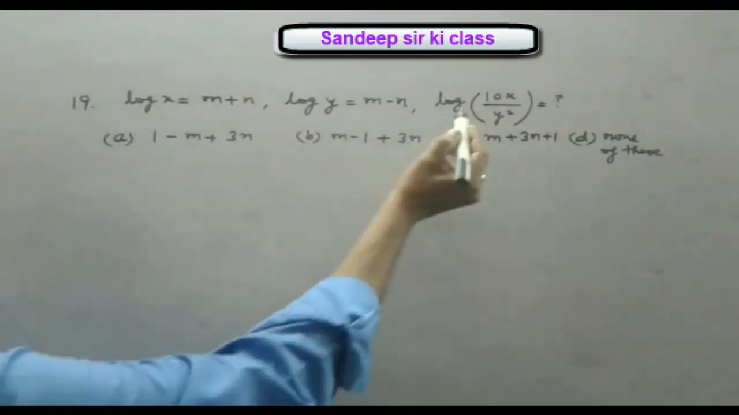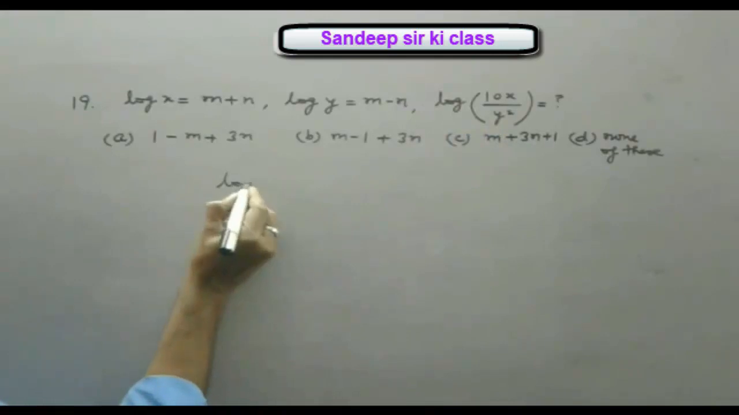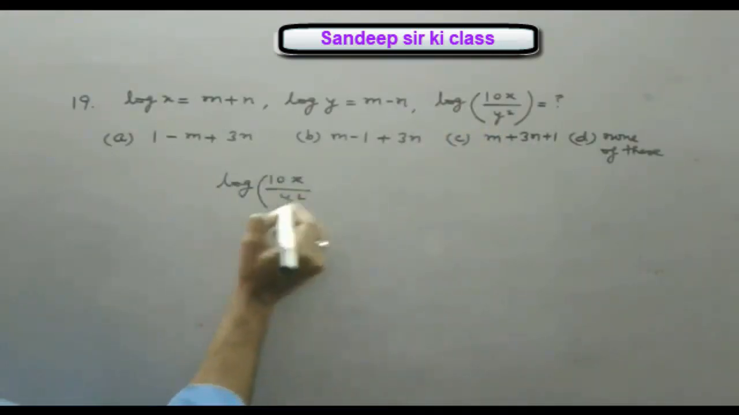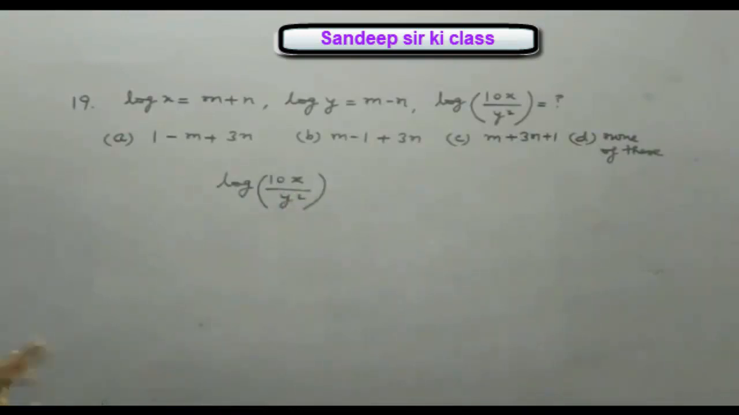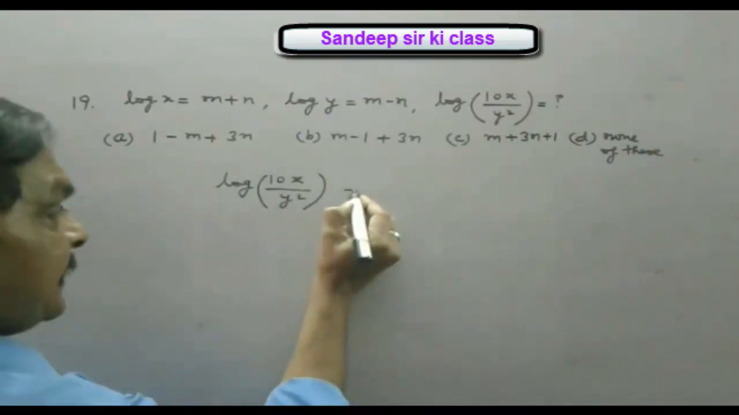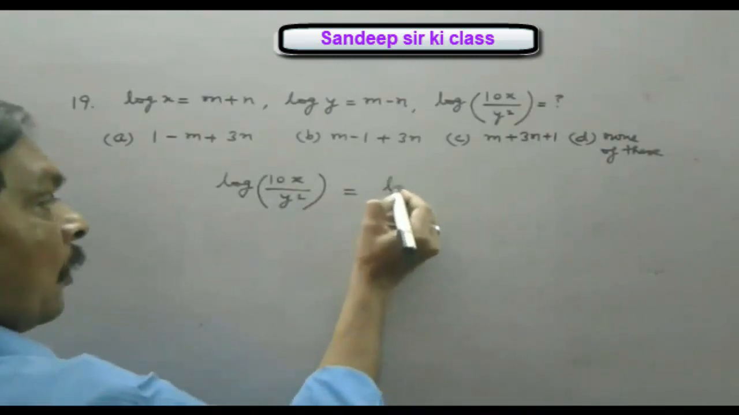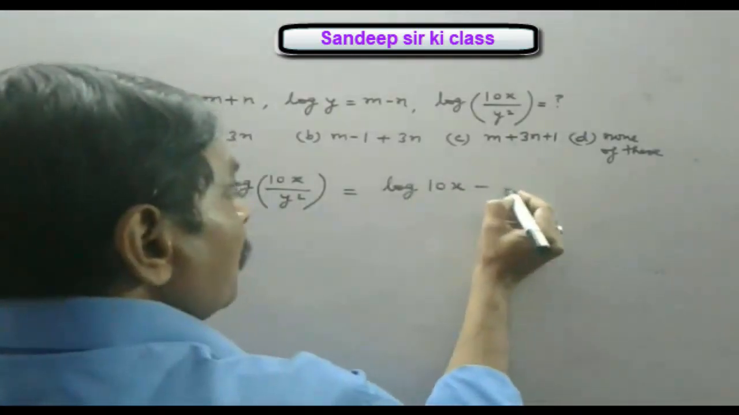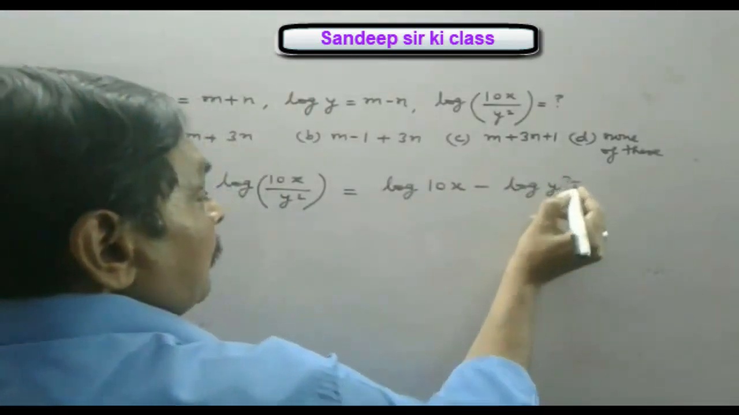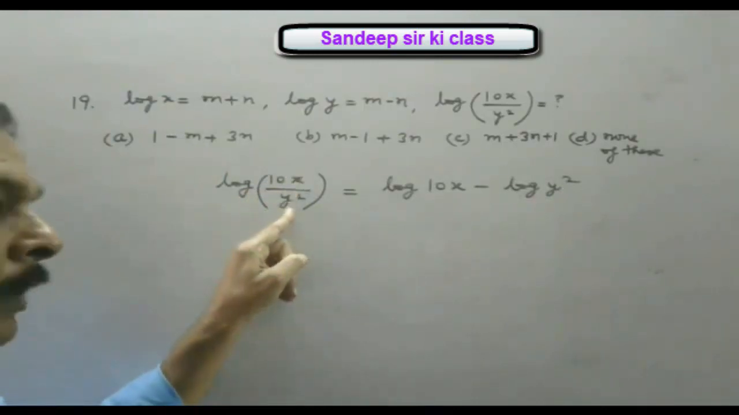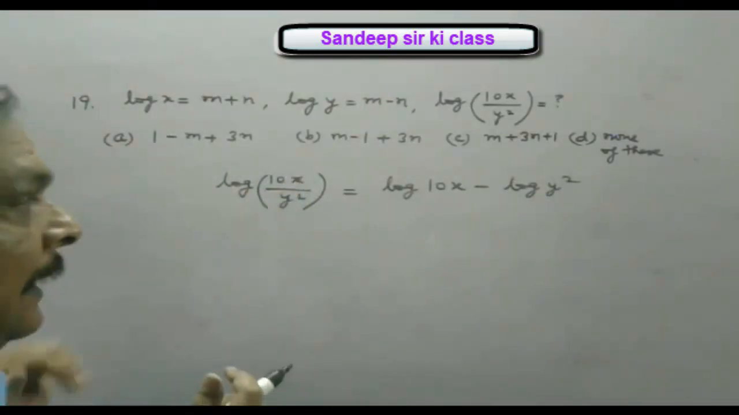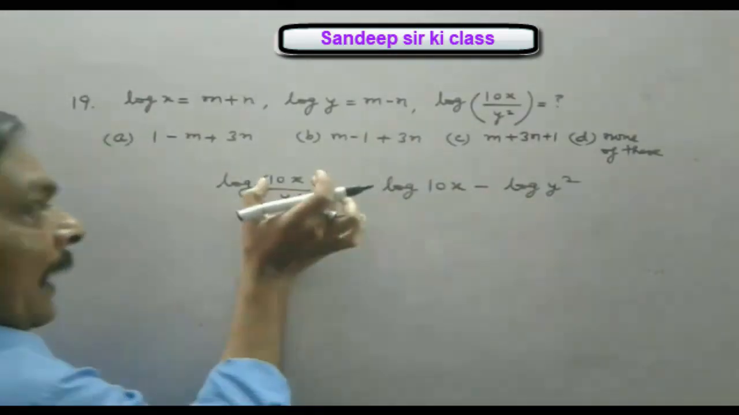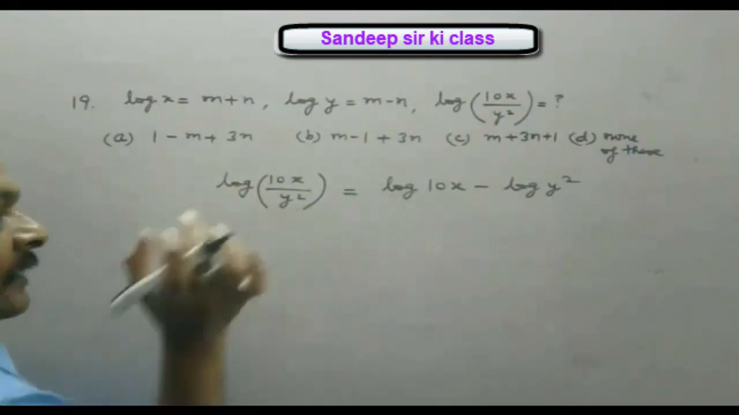Now we are to find the value of log 10x upon y square. Base is not given. We are assuming the base as 10. Now this can be written as log 10x minus log y square, because log m upon n can be written as log m minus log n. So m here is 10x, n here is y square.